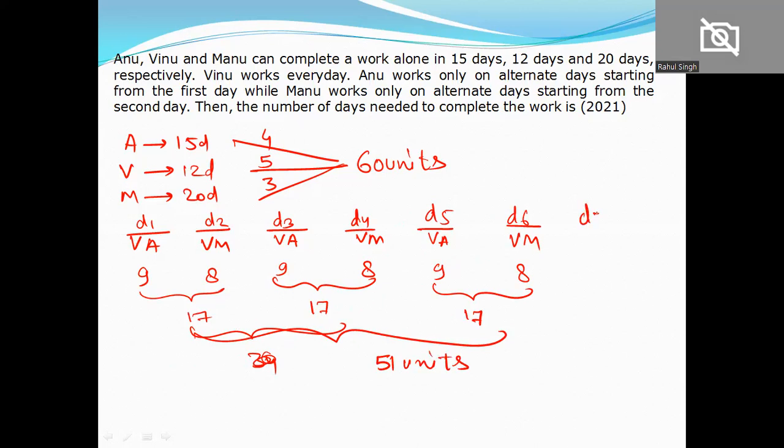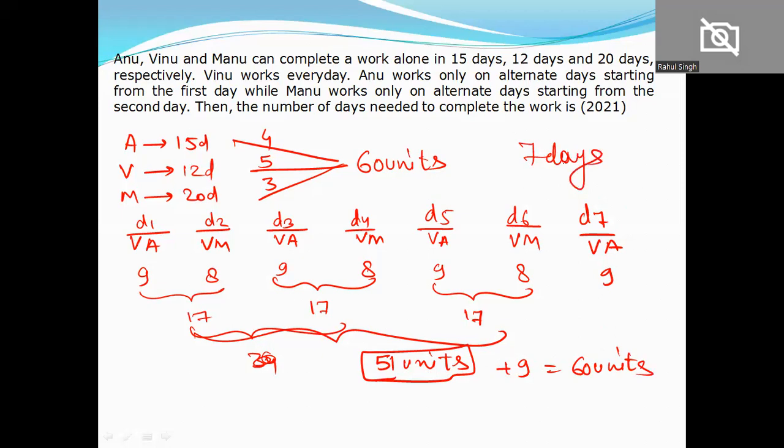और जैसे ही डे 7 स्टार्ट होगा कौन हो जाएगा? वी ए. और वी ए is capable of doing 9 यूनिट्स ऑफ वर्क और 51 पहले ही कंप्लीट हो चुका है और बचा ही 9 है. तो जैसे ये लोग करेंगे डे 7 पे 9 यूनिट ऑफ वर्क, 60 यूनिट ऑफ वर्क विल गेट कंप्लीटेड. सो हाउ मच टाइम इज रिक्वायर्ड? 7 days. 7 days लगे इनको खत्म करने में. ठीक है.